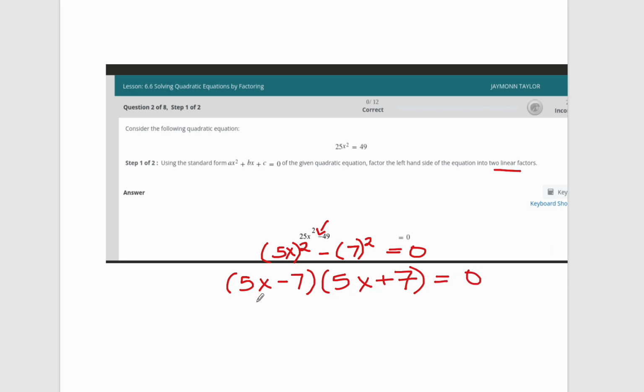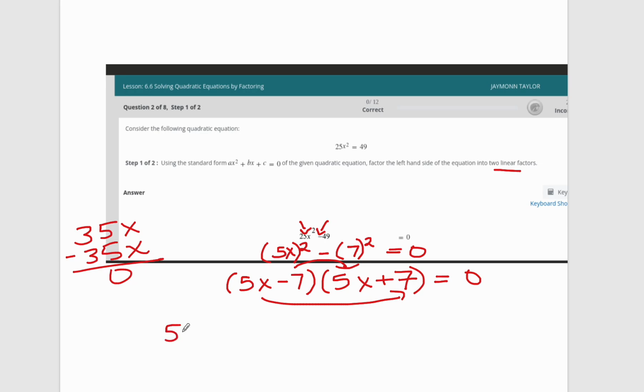So here I can check this. 5x times 5x is 25x squared, which gives me my original 25x squared. And then my middle term goes to 0, because 5x times 7 is 35x, and that's positive. And then the other middle term is negative 7 times 5x, which is negative 35x. So that goes to 0. So I'm left with my original 25x squared minus 49 equals 0, and we just did this as a check.